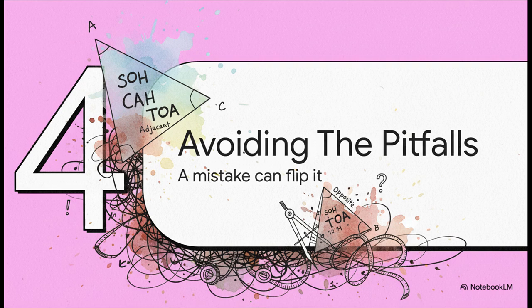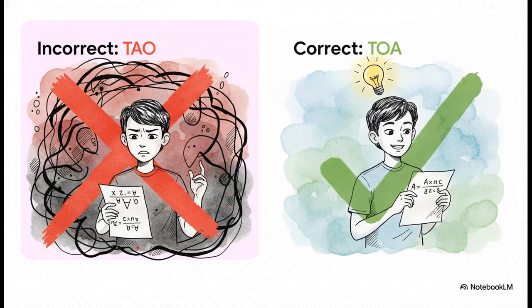So this tool is incredibly reliable, but only if you use it correctly. Which brings us to the most common pitfalls, and more importantly, how you can avoid them. I'm telling you, the number one mistake students make is just misspelling the mnemonic.